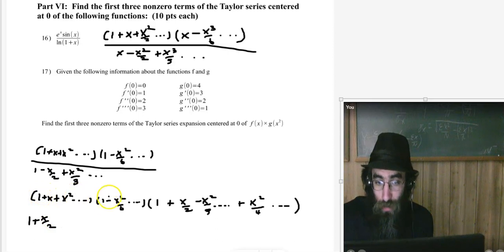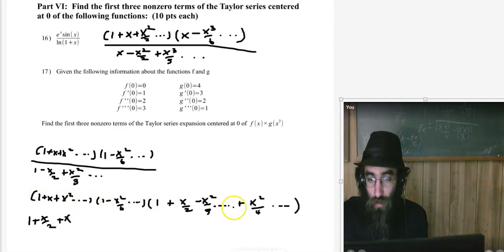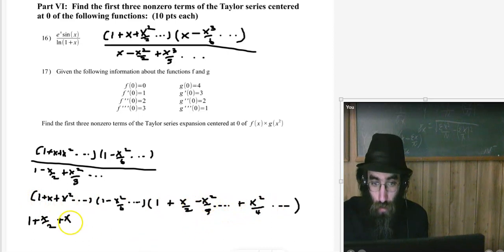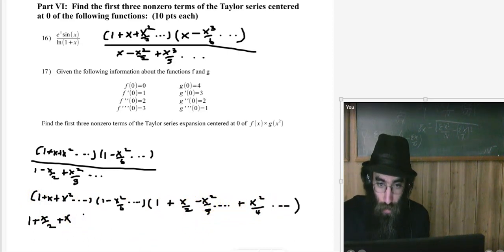I can try 1, but then I can't multiply by an x, and I have this x times 1, so plus another x. And then for my x squared, I can do 1 times these x squareds, right? So 1 times negative x squared over 3. 1 times its positive x squared over 4. Okay, that gets me all the 1 times 1s.